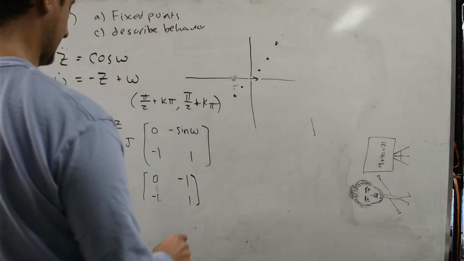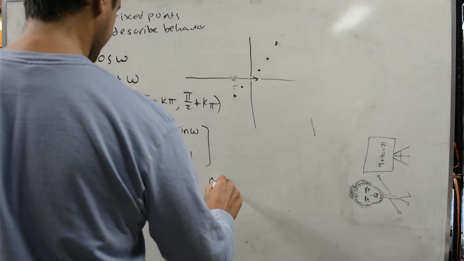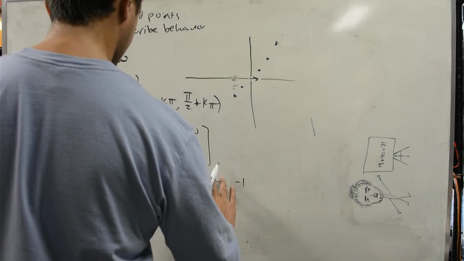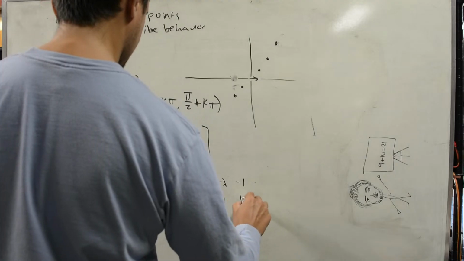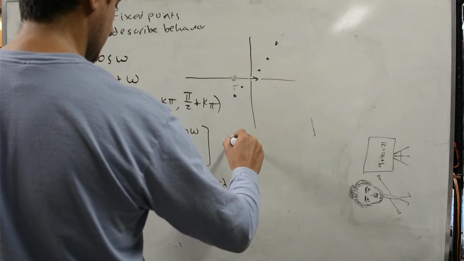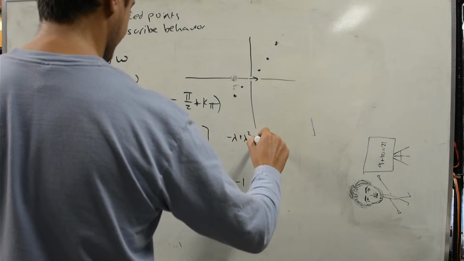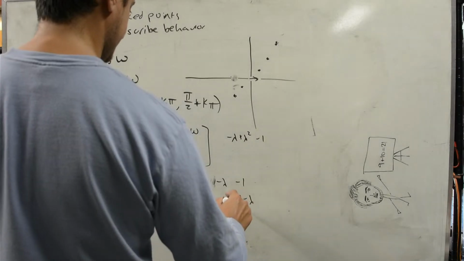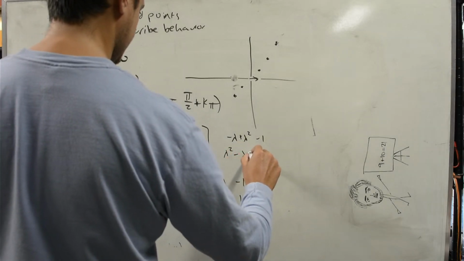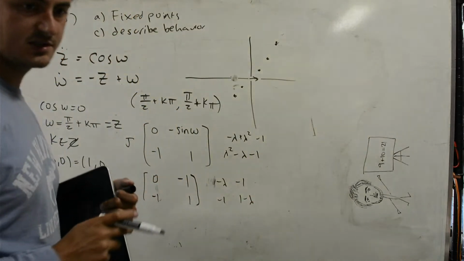So then if we find the eigenvalues and the eigenvectors, we're going to get minus lambda, minus 1. So we're going to get, the determinant is minus lambda plus lambda squared minus 1. What's the solution to that? I don't know.